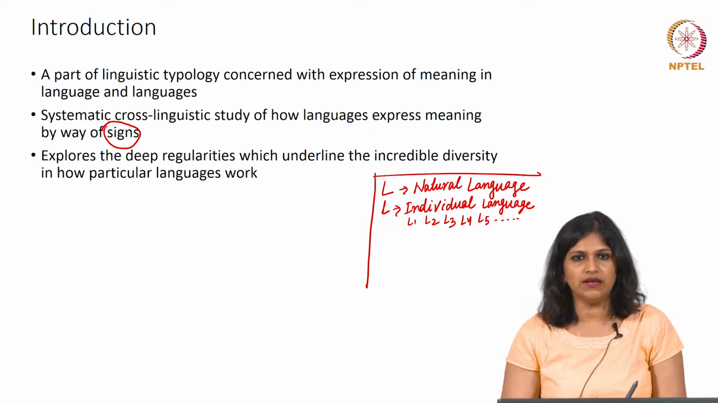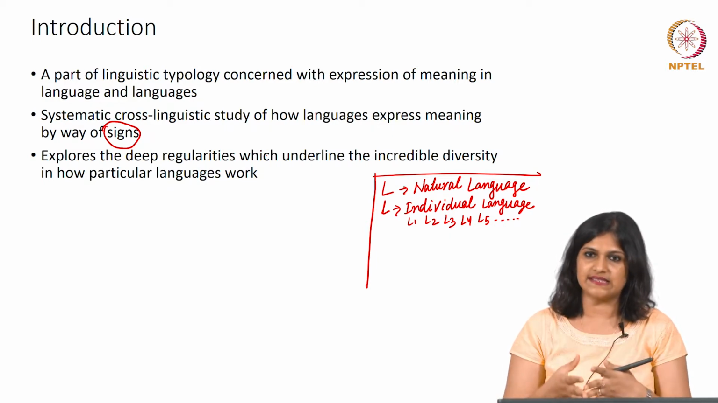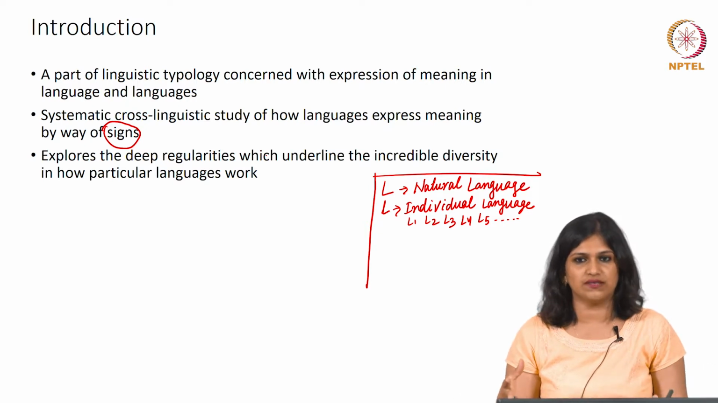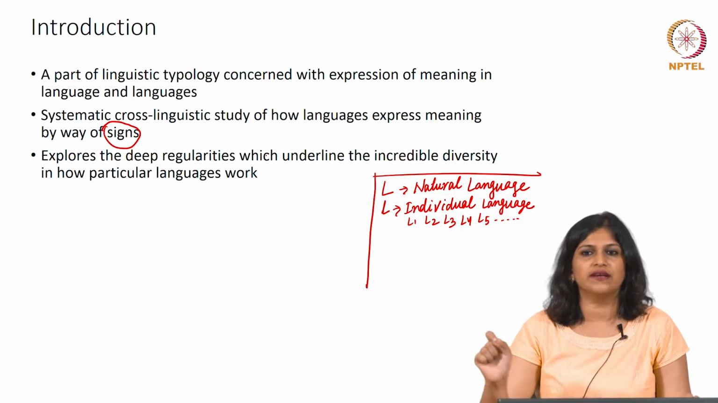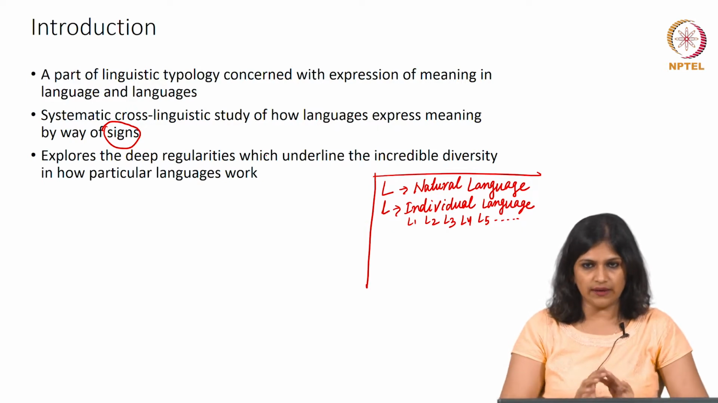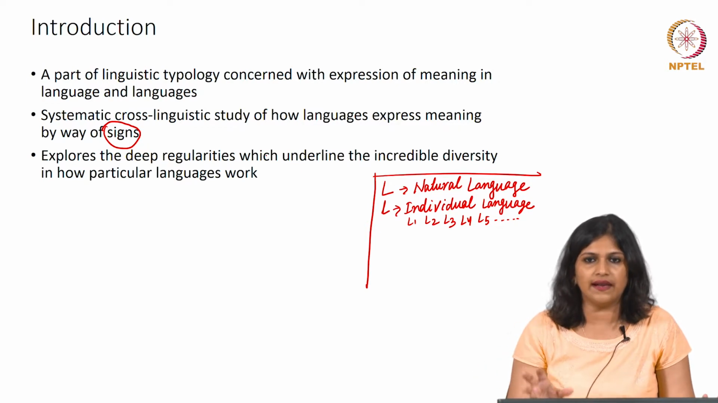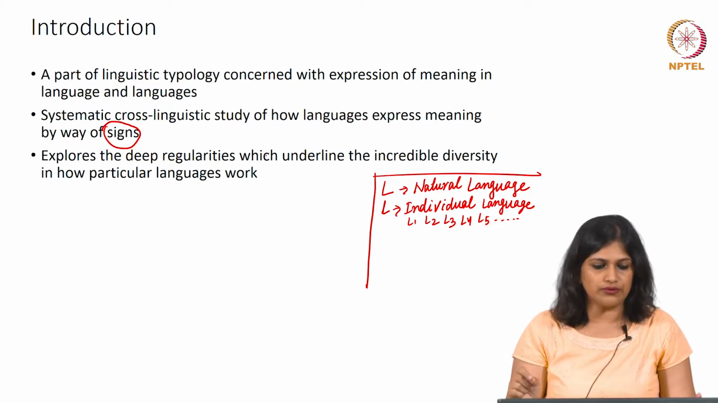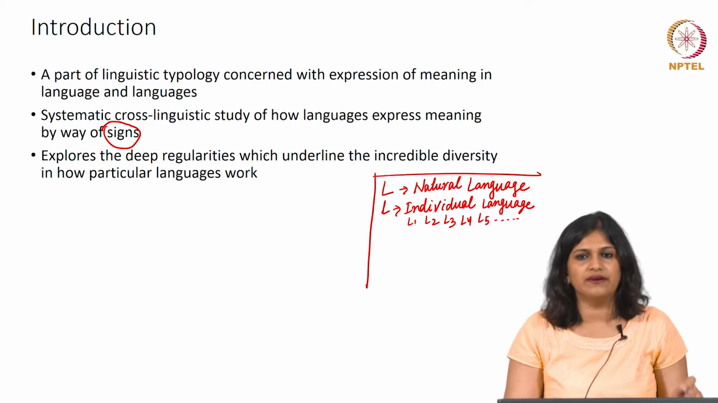So, through semantic typology, we try to explore the deep regularities which underlie the incredible diversity in how particular languages work. The languages of the world are hugely diverse, right? The diversity is incredible. Each language functions in a distinct way. But in spite of all the diversities of the languages in the world, there is an underlying deep regular pattern as far as meanings are concerned, and this meaning gets expressed by way of signs. That is the chief aim, the objective of semantic typology.